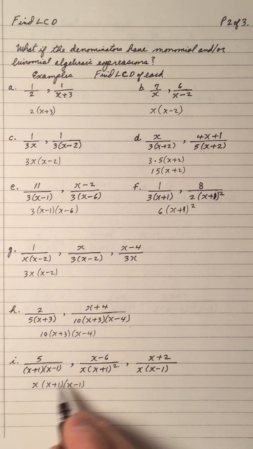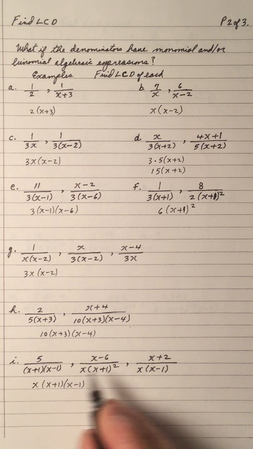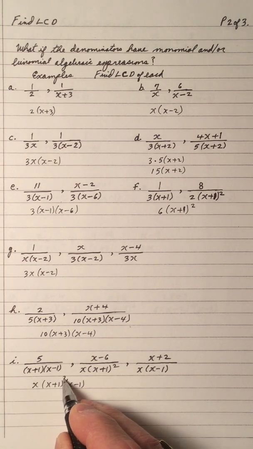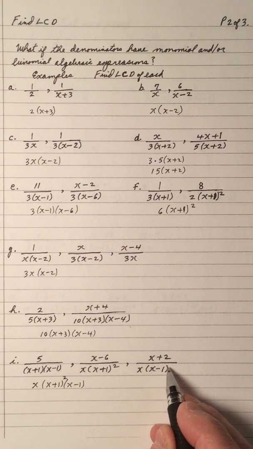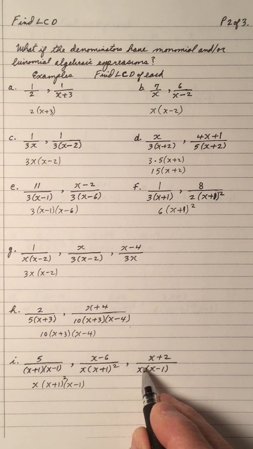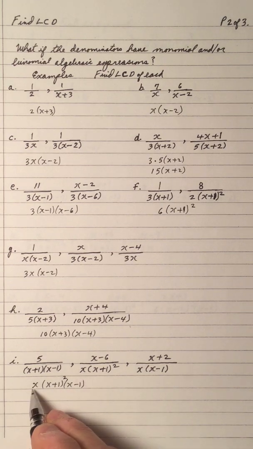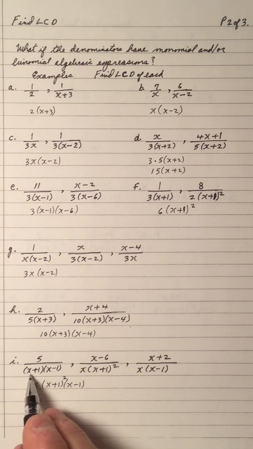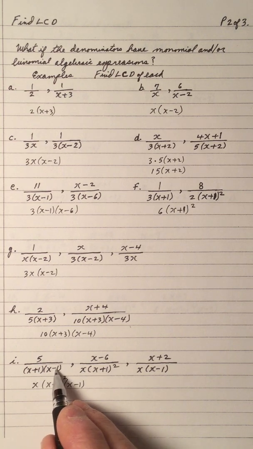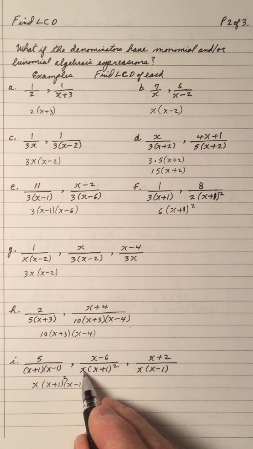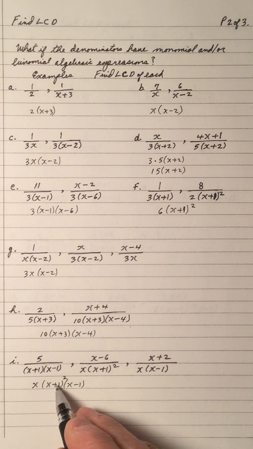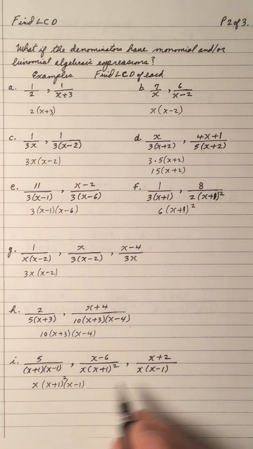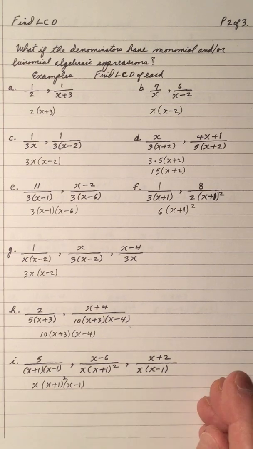Now I go through. The highest power of x is 1. Highest power of x plus 1: that's a 1, that's a 2, so I need a square. X minus 1 got a 1 power. X minus 1 got a 1 power. And the x got a 1 power. So this is the LCD. X plus 1, right there. X minus 1, right there. X is there. X plus 1 squared is right there. X is here. X minus 1 is here.